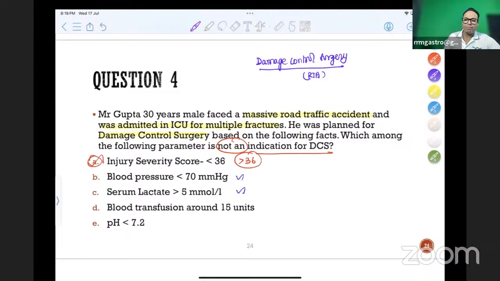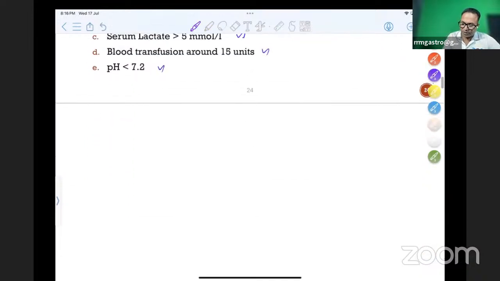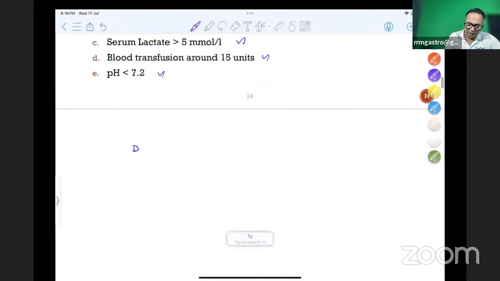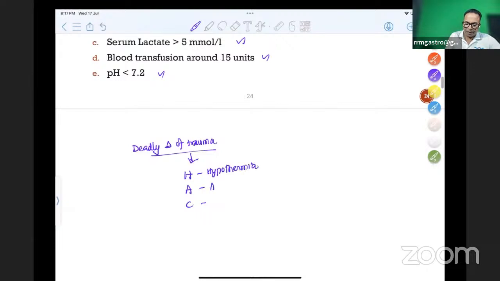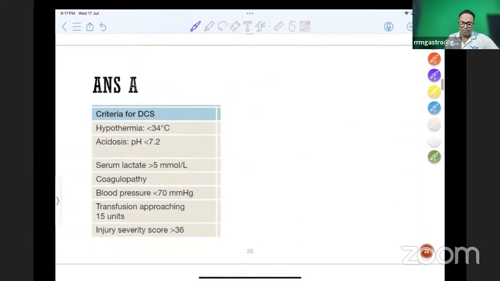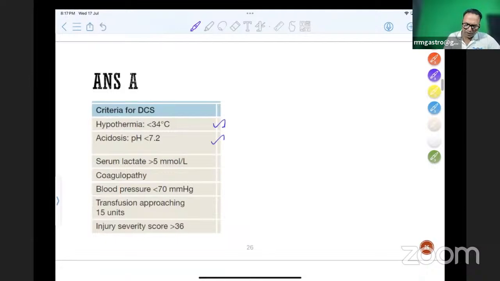BP low, lactate 5 millimoles or more, blood transfusion 15 units, pH less than 7.2. This is simply known as the deadly triad of trauma. The deadly triad of trauma is an indication of damage control surgery. What is the deadly triad? Hypothermia, acidosis like pH less than 7.2, and coagulopathy. These are three important indications for damage control surgery, and there is a classical table from Bailey and Love.